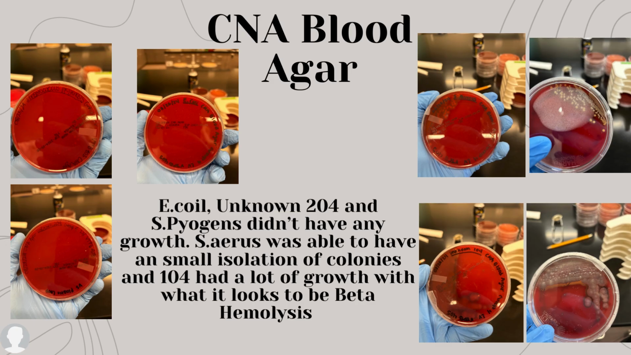These are our results for our CNA blood agar. For E. coli, unknown 204, and S. pyogenes, which are on the left, we had no growth. On the top right, we have S. aureus, which we were able to have small isolations of colonies. And on the bottom right, we have our unknown 104, which had a lot of growth with what looks to be beta hemolysis.